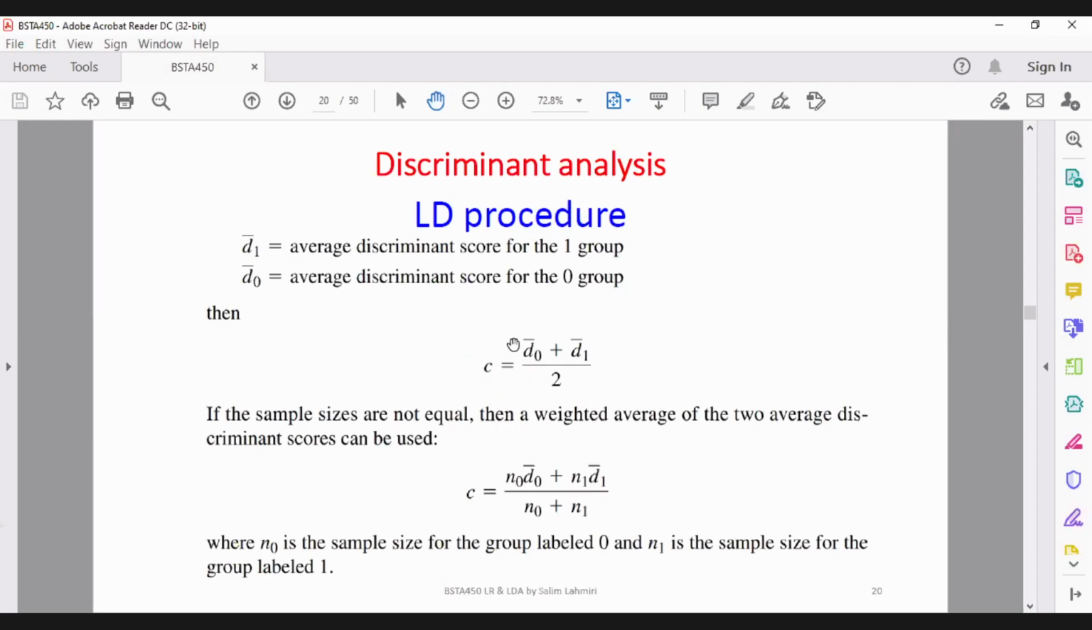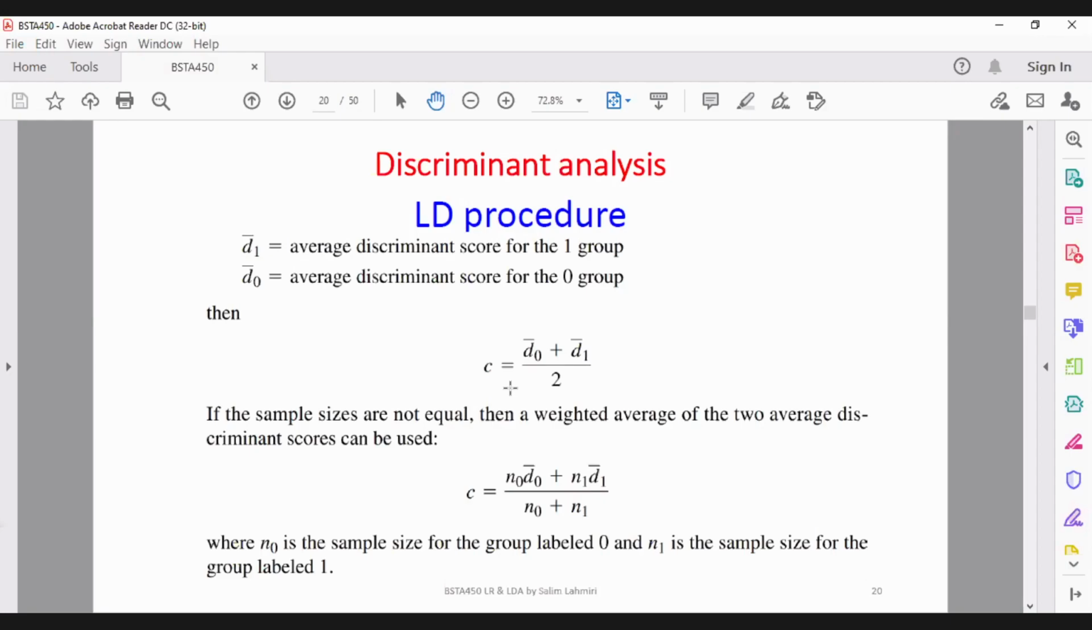So this is the LDA procedure, how to calculate C. C is equal to D0 bar plus D1 bar over 2, where D0 bar is the average discriminant score for group 0, the average value of D for group 0, and D1 bar is the average value of D for group 1. This is applicable when the sample sizes for group 0 and group 1 are comparable, are similar.